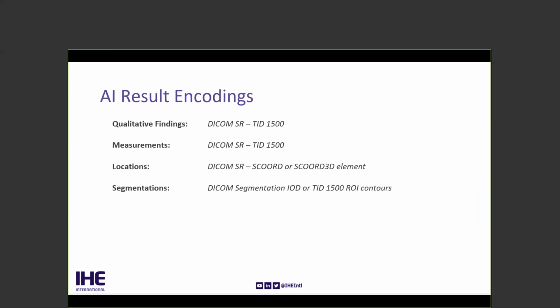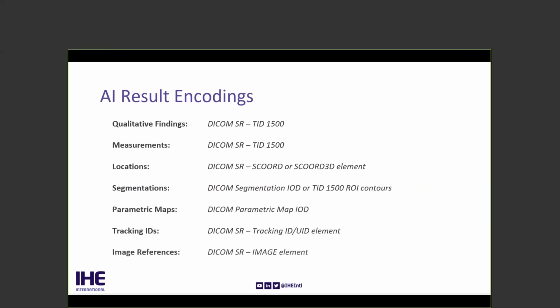They can either go in as a segmentation object, which is a volumetric classification of pixels or voxels, or they can go in as contouring, so slice by slice contours within TID 1500. The parametric maps that we're using for the saliency maps are a relatively new DICOM IOD that allows for floating point images. The tracking IDs are, again, a built-in feature, as is the image references.